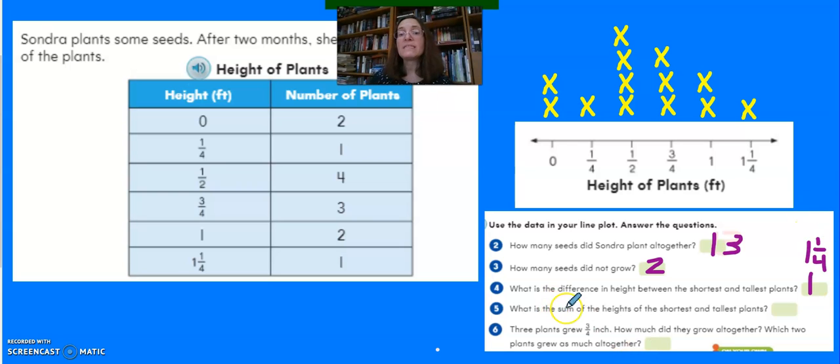Okay, what is the sum? Ooh, that's adding of the heights of the shortest and tallest plants. I would say that if the shortest one is 0, and this is 1 1/4, then it's definitely 1 1/4. But if we're not counting these guys, then the difference between these two is 1 foot. And this is where you'd want to at least put in the foot abbreviation. It's always FT.